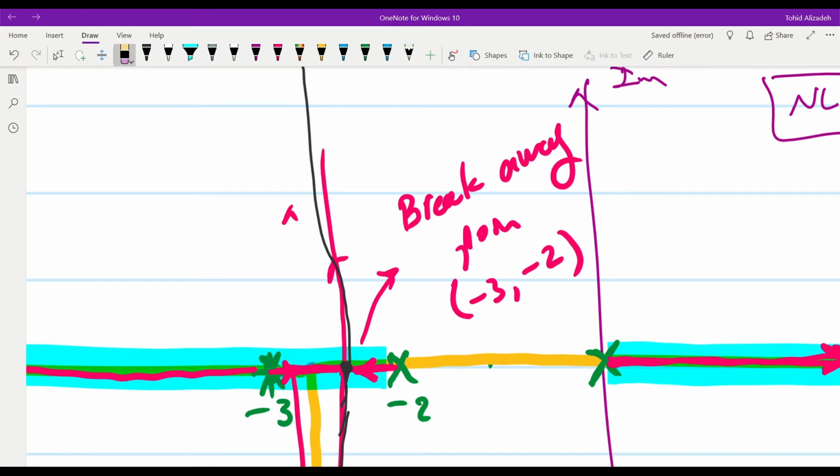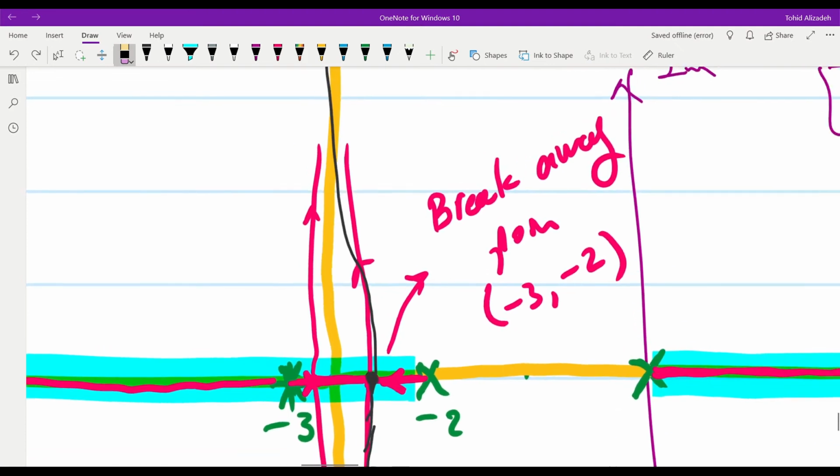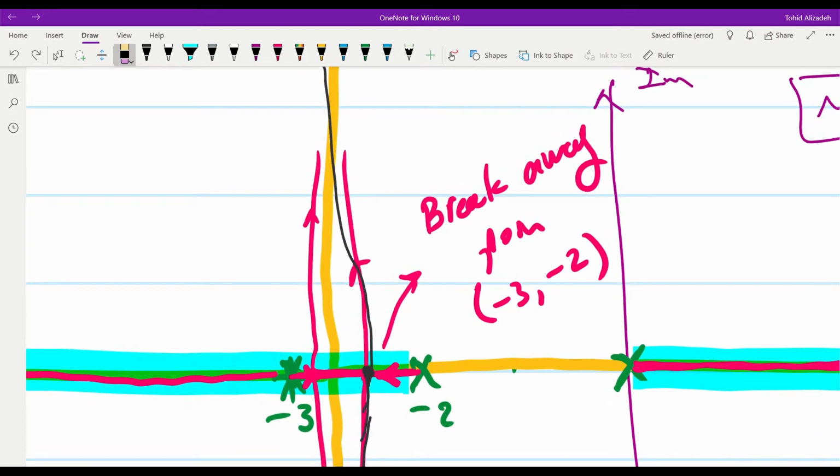Okay. For some reason, I cannot remove only that part of the graph. Therefore, I will just keep it as it is.